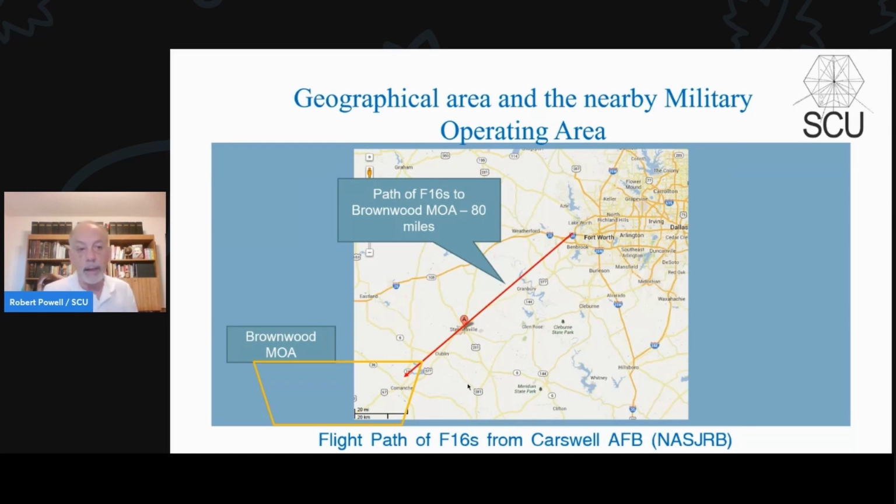They fly this route approximately 3 to 4 times a week. So it's not unusual. The residents of the city see F-16s fly over their city all the time. So seeing an F-16 is nothing unusual to the residents of Stephenville. And you can see in the subtitle, Carswell Air Force Base is now called a new name, which is NASJRB. It's basically now a joint Air Force, Marine, Navy base. Next slide.